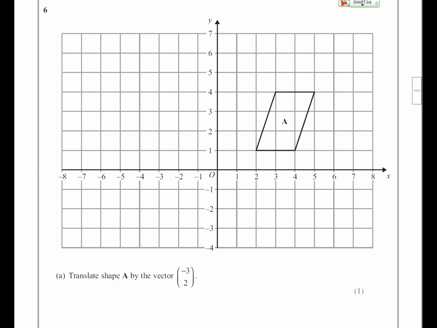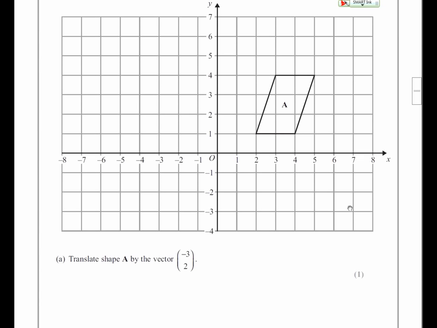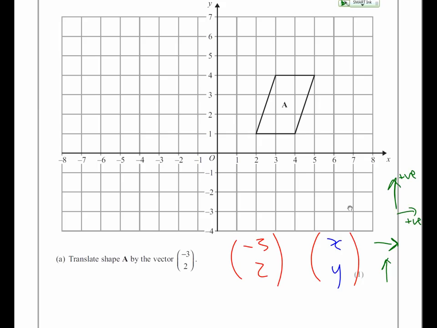Question 6. Okay, translate the shape A by the vector -3, 2. When it's written as a column vector, it's always x first and then y. So our x is horizontal and our y is vertical. And we take this as positive for y, this is positive for x, which is why you always see these things here. Okay. Anyway, let's get on with it.